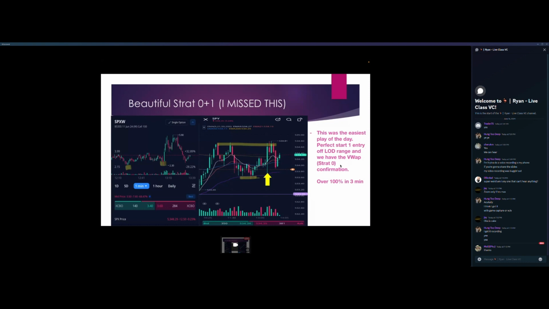VWAP strat 0 confirmation. Yep, VWAP on SPY. That's why it's strat 0. Over 100% in 3 minutes. So this was the play of the day that we missed, unfortunately. But now you guys know, so hopefully you don't miss it. I might miss it, but you won't miss it.